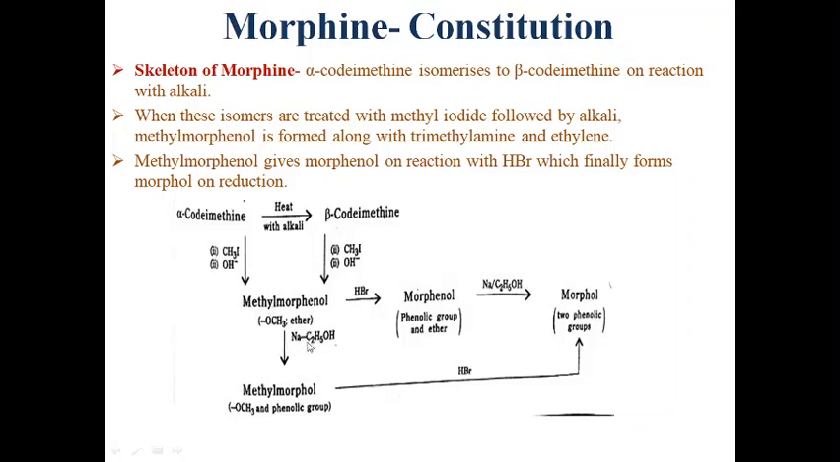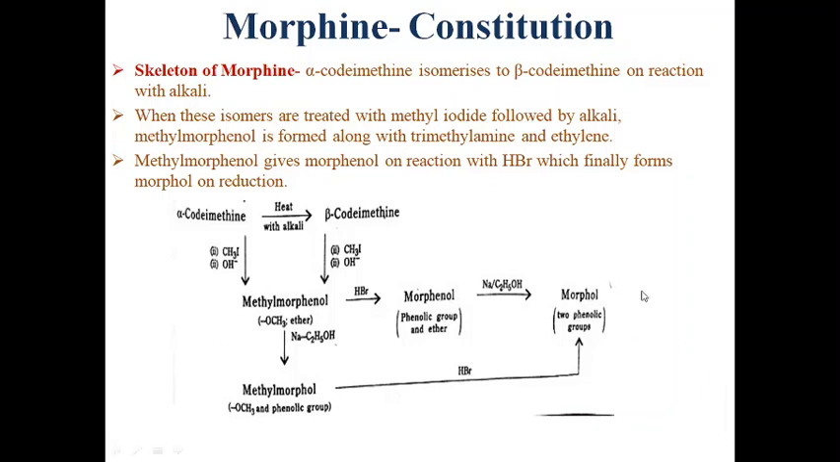Methyl morphinol on reduction with sodium and alcohol converts into methyl morphol, which contains a methoxy group and a phenolic group. Here, methyl morphinol on reaction with HBr converts into morphinol. This means the methoxy group is converted into a phenolic group and the ether group is here. So methyl morphinol on treatment with HBr loses a methyl group, converting it into a phenolic group. Morphinol, again on reduction with sodium and methanol, converts into morphol.